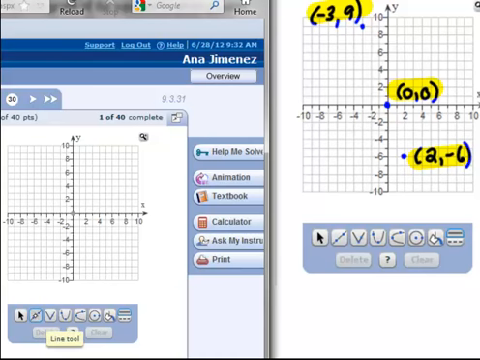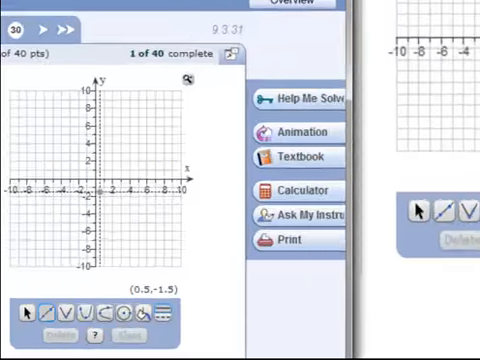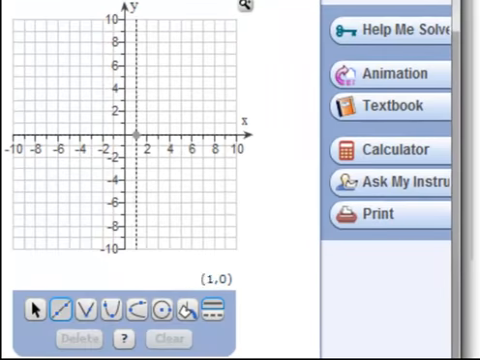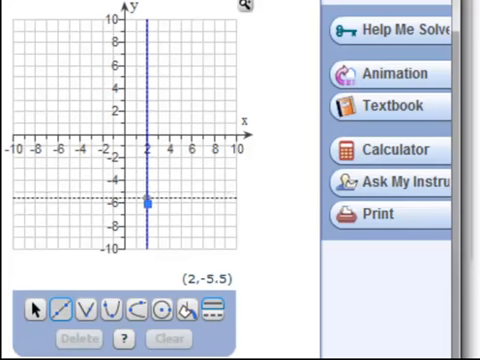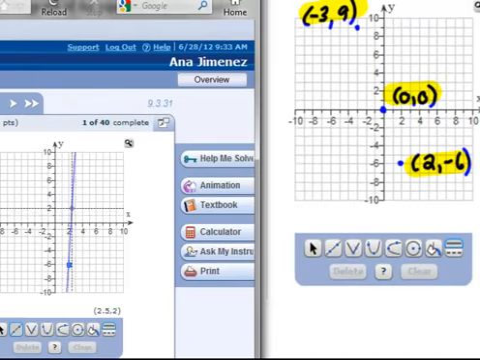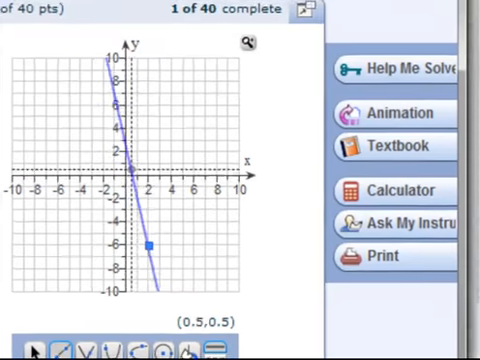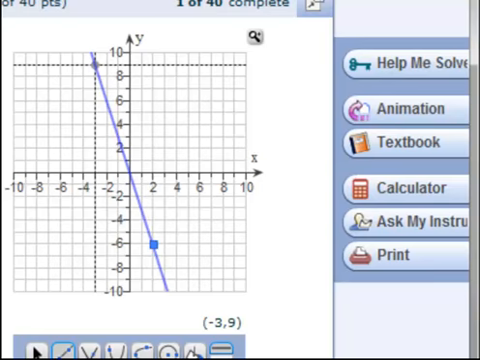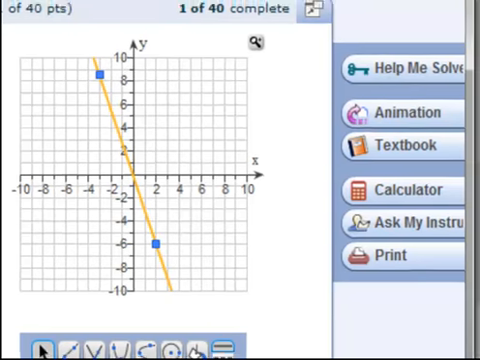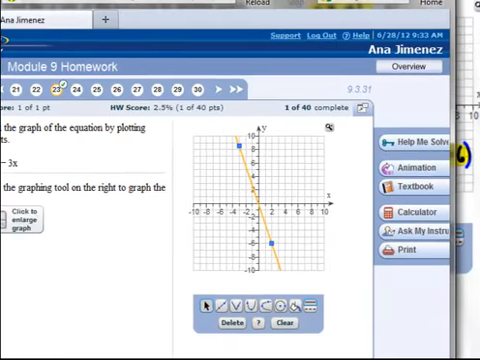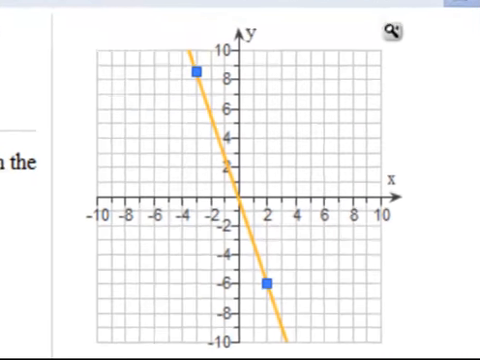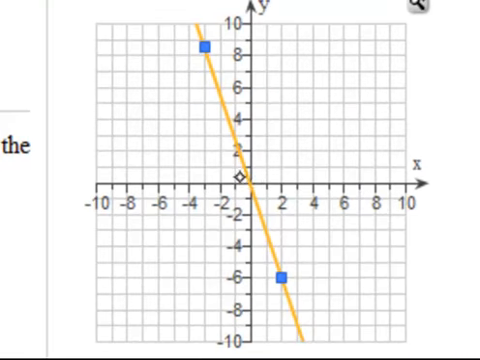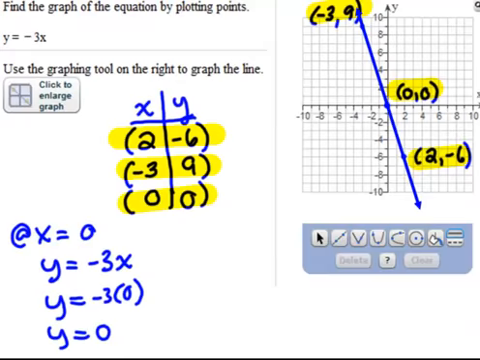I select the tool. I'm going to start with the point 2, negative 6. So again, from the origin, I'm going to go right 2 and down 6 for my first point. And then from there, I can graph negative 3, 9. So again, I'm going to go negative 3 and then up 9. You only need 2 points to graph a straight line, and so MathXL will only take 2 points, even though your third point is on the graph right here at 0, 0. And we're done.